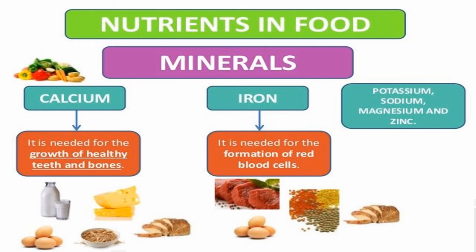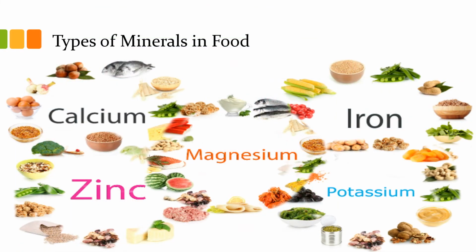Iron is needed for the formation of red blood cells. Again from egg, bread, some spices, meat, we get iron. And of course there is a requirement of potassium, sodium, magnesium and zinc for our body as mineral nutrients. There are different types of mineral foods. Examples are given, you can see the diagram. Within that you can find zinc, magnesium, iron, potassium. From the picture itself we can identify how we can get these from different sources, which are labeled.